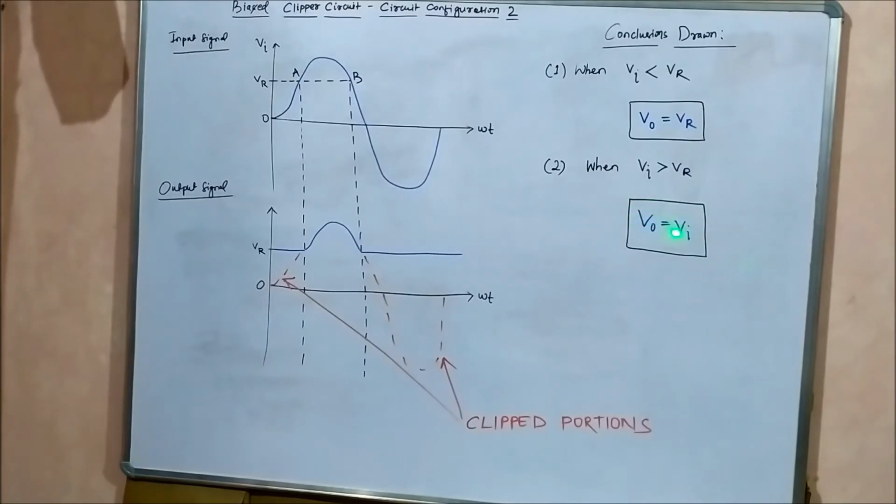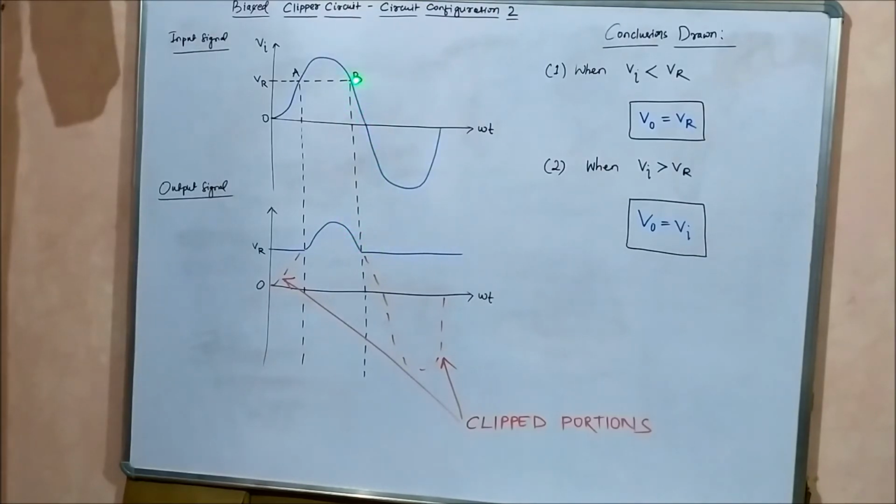The output voltage is equal to the input signal voltage. What it means is that the output will follow the same shape, the same signal waveform, as that of the input signal waveform. So now this is a curve from A to B, the portion of the input signal from A to B is a curve. Here also the output follows the same shape, from A to B.